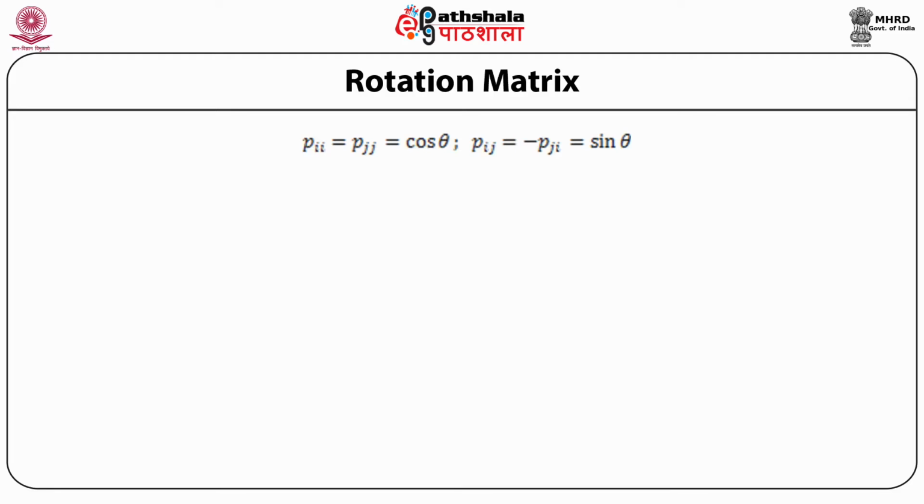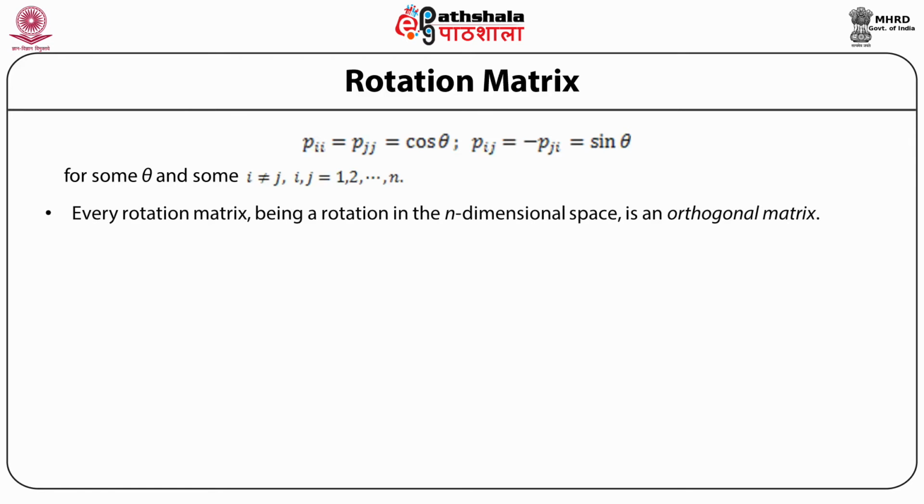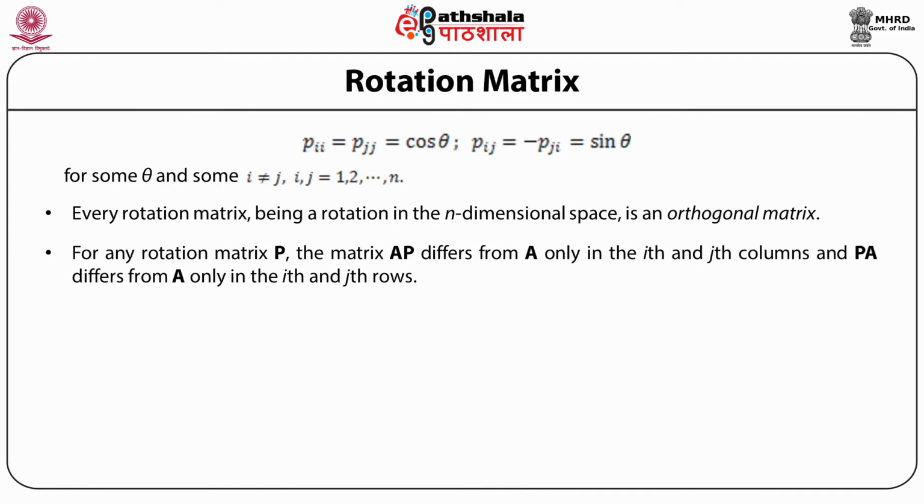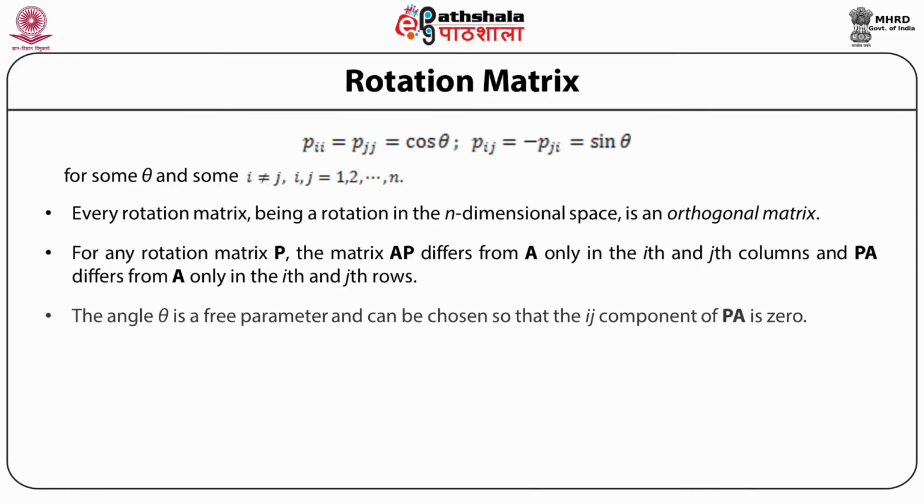Thus, our rotation matrix differs from a unit matrix in four elements. Pii equals Pjj equals cos theta and Pij equals minus Pji equals sin theta for some theta and for some i not equal to j, where i and j take values from 1 to n. Every rotation matrix, being a rotation in the n-dimensional space, is an orthogonal matrix. For any rotation matrix P, the matrix AP differs from A only in the ith and jth columns, and PA differs from A only in the ith and jth rows. The angle theta is a free parameter and can be chosen so that the ij component of PA is 0.